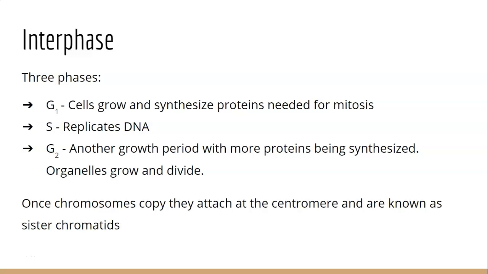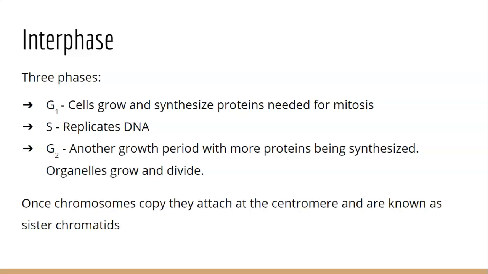So let's start from the beginning. There are 3 phases, G1, S, and G2. G1 is where cells grow and synthesize protein. S is like ding, ding, ding, star. Make sure you know that the S phase is where DNA replicates. And then G2 is another growth period. This is kind of where the final checkpoint is before the cells start going through meiosis.